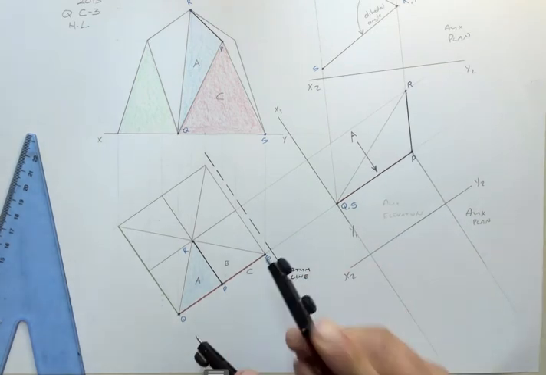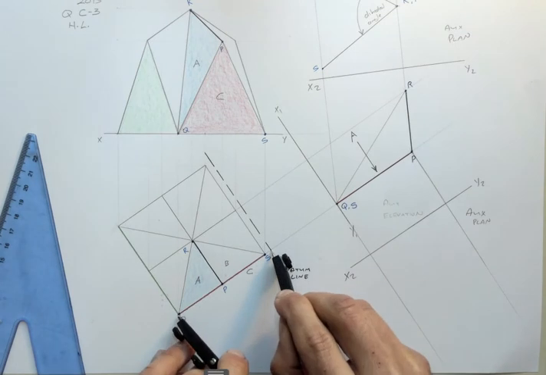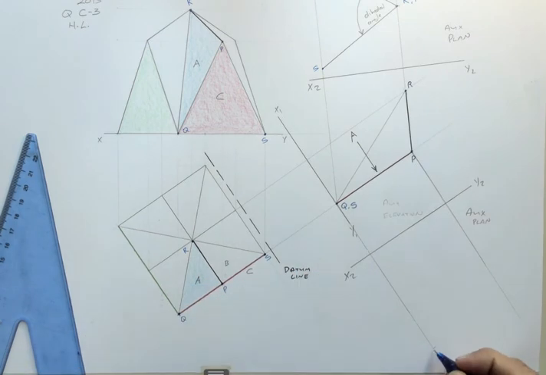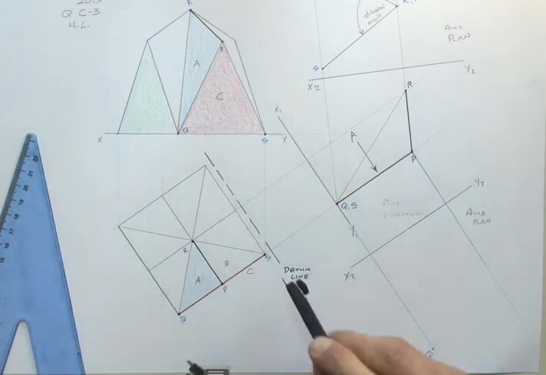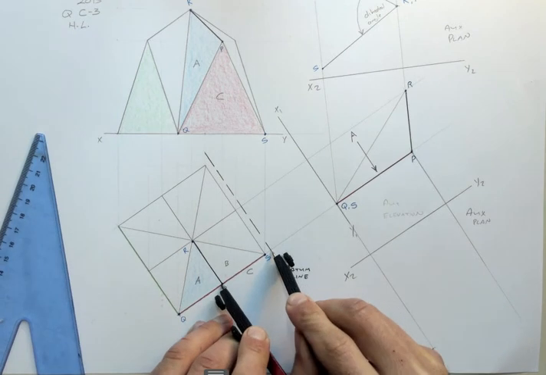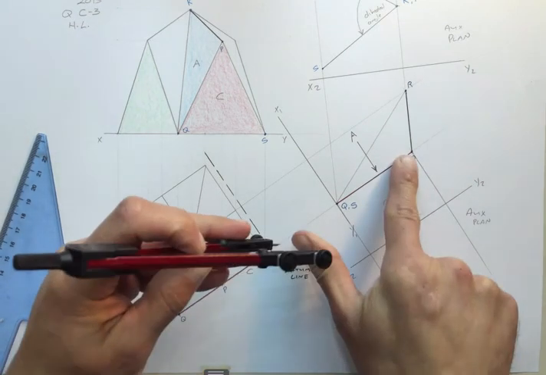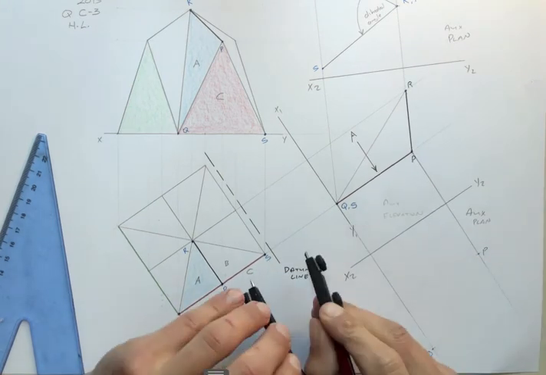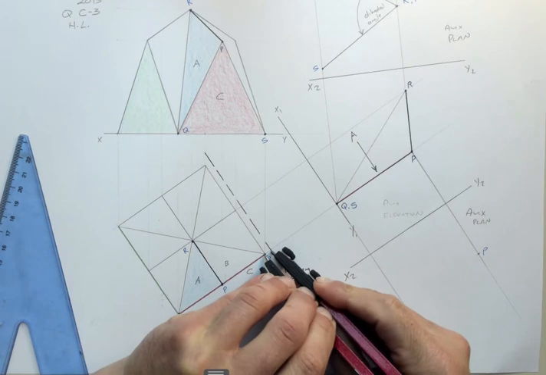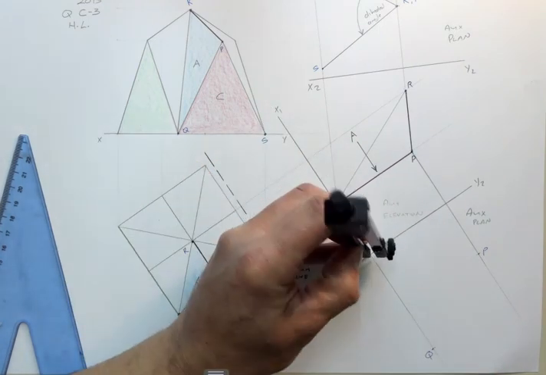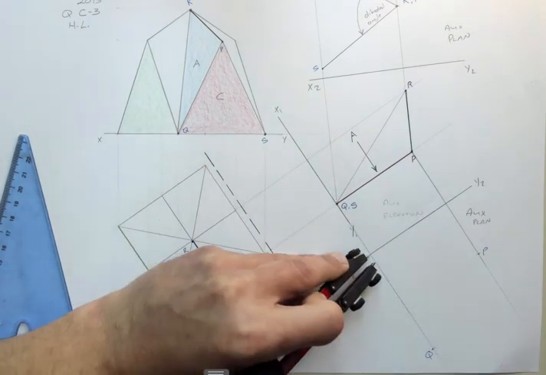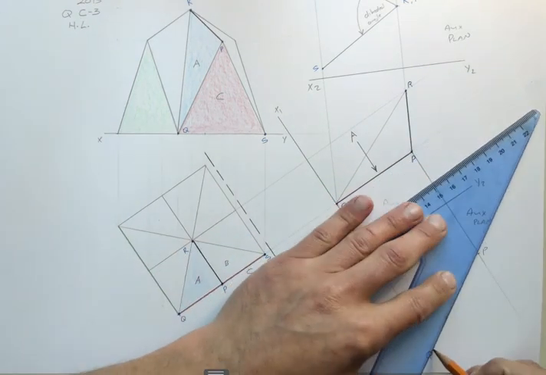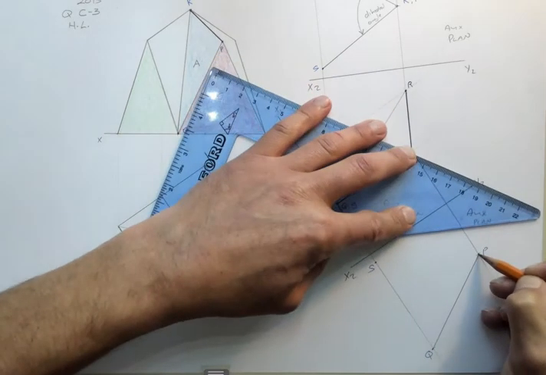All I need to do is take the measurements from my datum line to point Q, project Q out. Datum line to point P, project P out. Datum line to point S, and project S out. That gives me the true shape of that surface PQS.